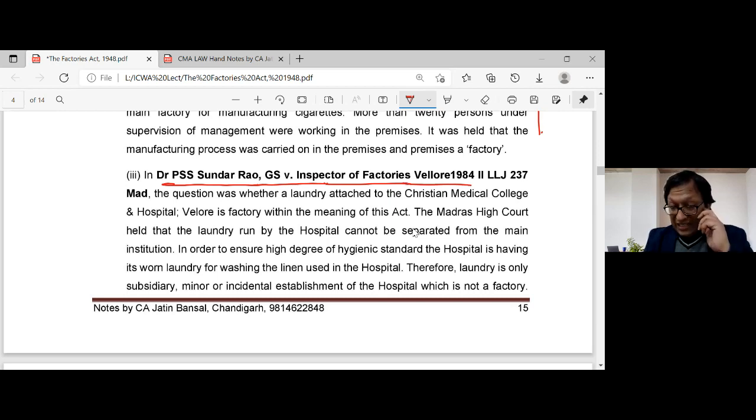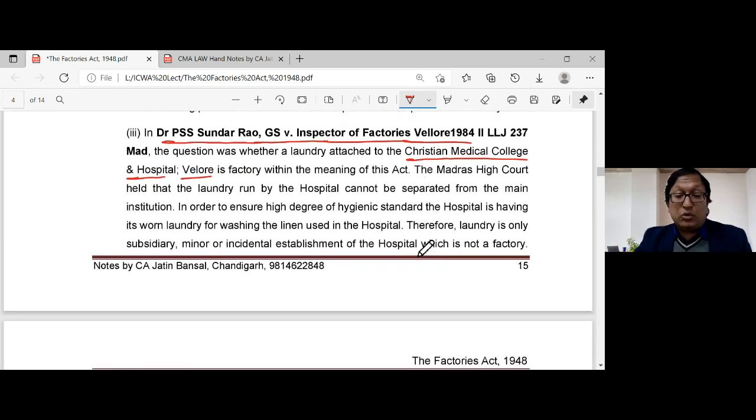There is a case law like Dr. PSS Sundar Rao versus Inspector of Factories, Vellore. What was the case? There was a hospital with the name Christian Medical College, CMC College and Hospital, Vellore. To ensure safety or high hygienic conditions in the hospital, what they did, they started a laundry unit within the hospital. Okay. So what happened?